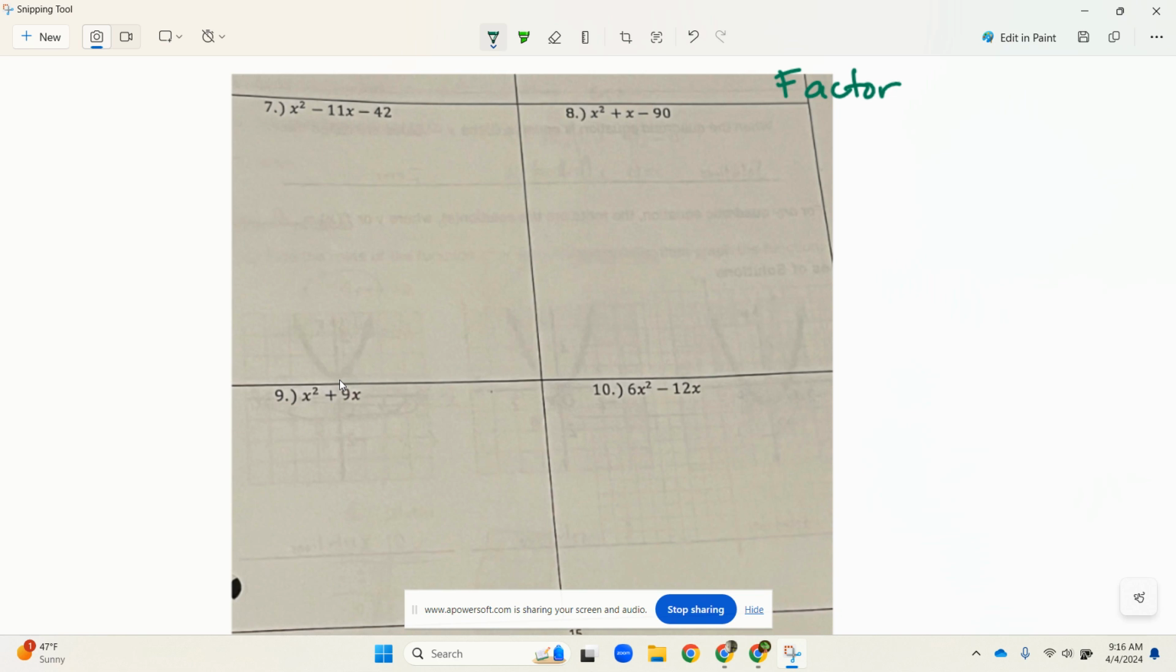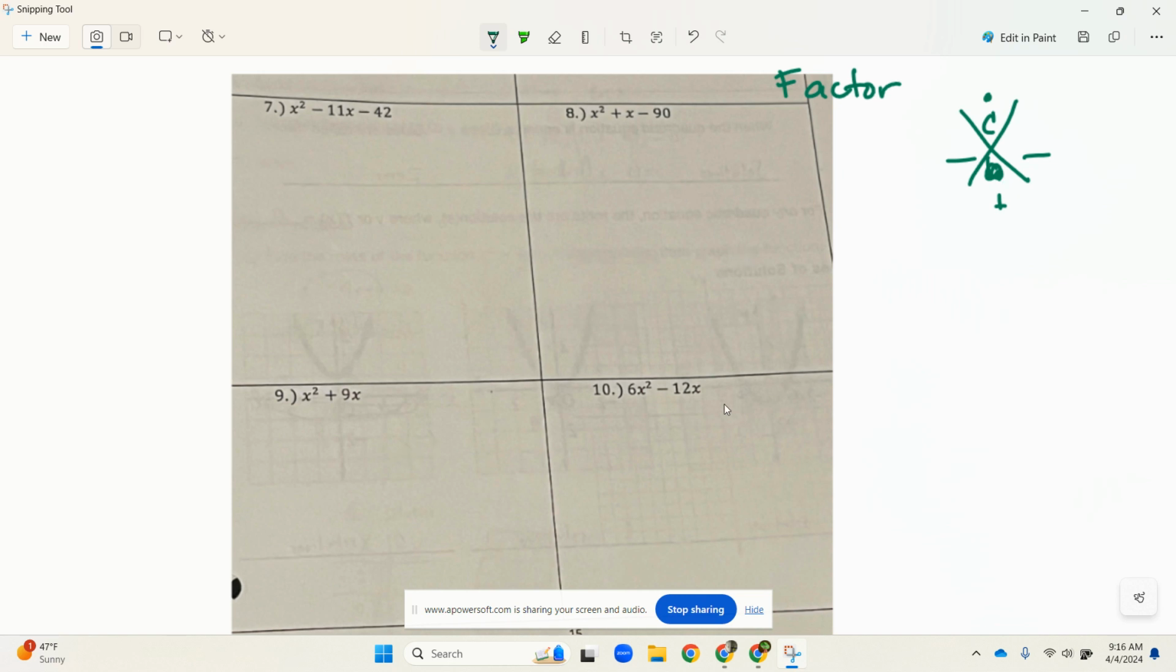So just remember when you have binomials, you're not going to be able to use this method, the big X method, where you have C here, A, and then find two numbers that will multiply to C, not A, but B, and that will add to B. So this only works for trinomials. Okay, so that's for 7 and 8.